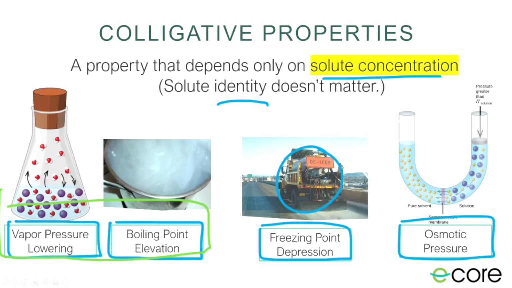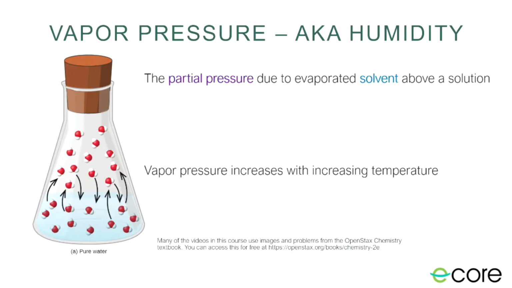Okay, what is vapor pressure? Before we can think about lowering it, we should understand what it is. Vapor pressure is the partial pressure due to an evaporated solvent above a solution. That sounds like a lot. It's kind of a lot to keep track of, but there's a really common example that's much easier to understand, which is humidity. When you say it's humid outside, what you mean is there's moisture in the air. And that's what we're talking about when we think about vapor pressure. The vapor pressure of moisture in the air just is the humidity. It's how much water there is in the air.